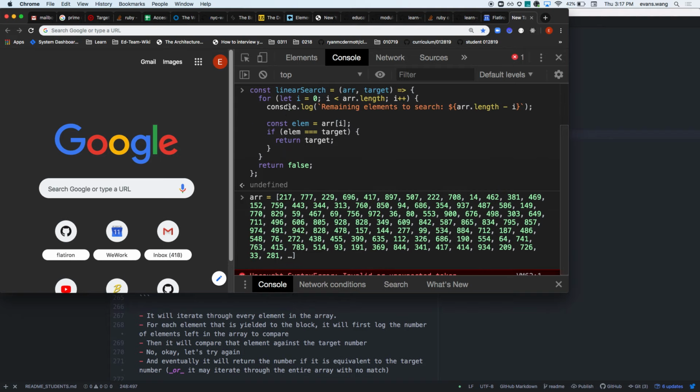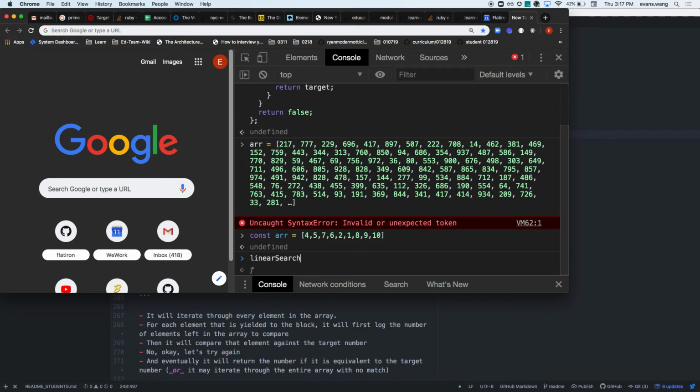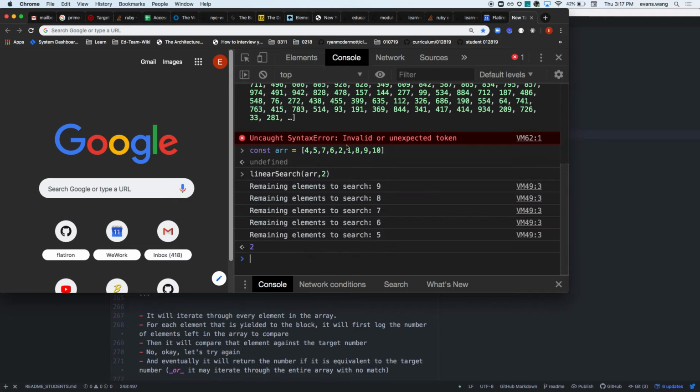Linear search, and it takes in an array and a target number. So what number would you like to look for? 2? Sure. So it goes through, it searches, right? Every single time it goes through and eliminates one from the array. So far, so good.